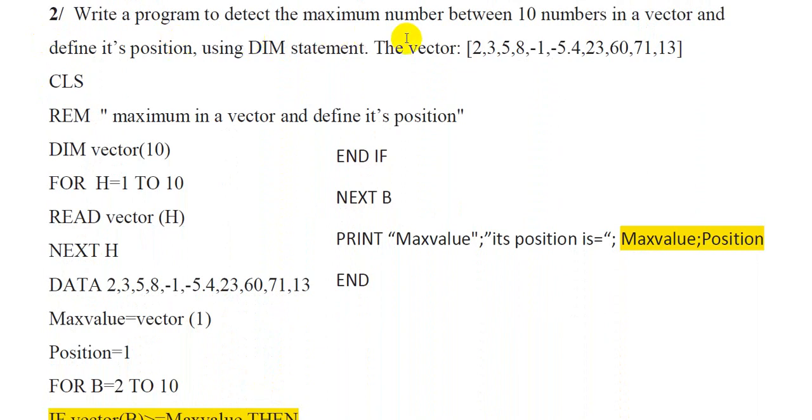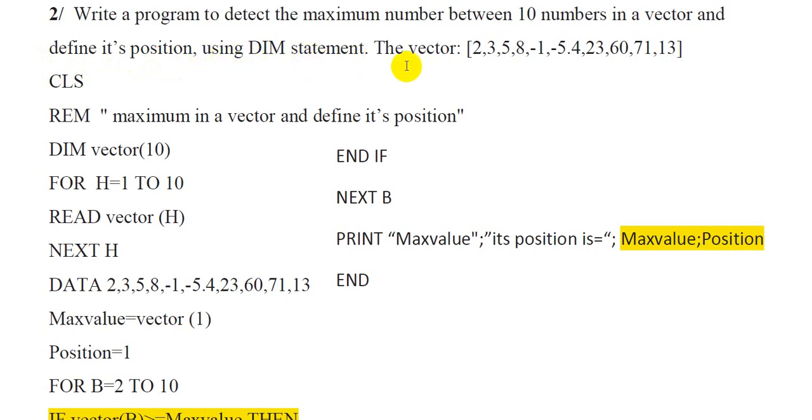2. Write a program here to detect the maximum number, or amount, among 10 numbers in a vector and define its position, the position of the exact same amount that we already indicated.